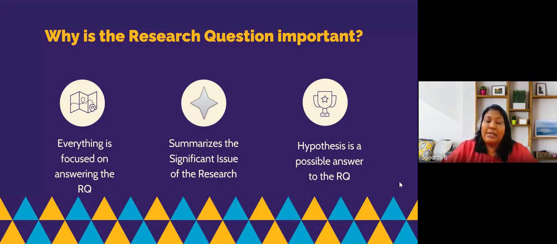Okay. And it summarizes the significant issue of the research. Basically, when you have formulated a research question, by then you would have understood the issue clearly, and why you're conducting that research. Your objectives would be easier for you to explain and for the readers to understand when you have a research question in place. And a hypothesis is nothing but a possible answer to your research question.